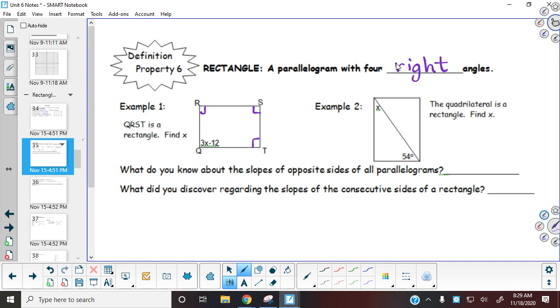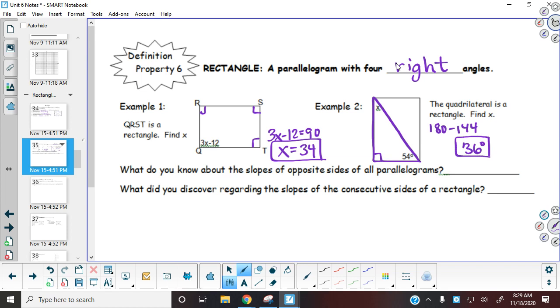So to find x for this first one, we would just set 3x minus 12 equal to 90. And then once we go ahead and solve, we would have 90 plus 12, and then take that sum and divide it by 3 to get an x value of 34. The other case here, example number 2, there's more than one way to do this, but personally, I would recognize this is a right angle, and I've got a triangle going on here. And so I would go ahead and add 90 and 54 to get 144, and I would do 180 minus 144 to get us 36.